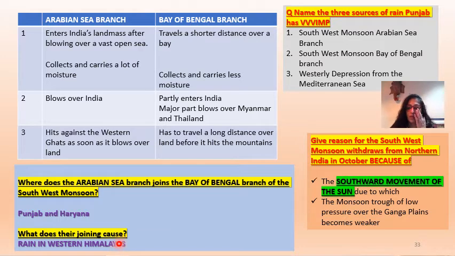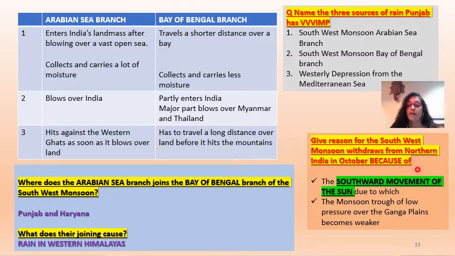Very important. Name the three sources of rain that Punjab has. So Punjab has the southwest monsoon Arabian Sea branch from one side, the southwest monsoon Bay of Bengal branch from the other side, and the third is the westerly depression from the Mediterranean Sea. All three are important. Give reasons for the southwest monsoon withdrawing from northern India in October.